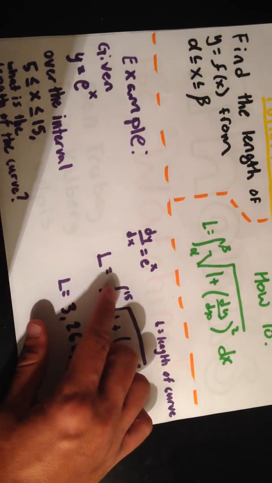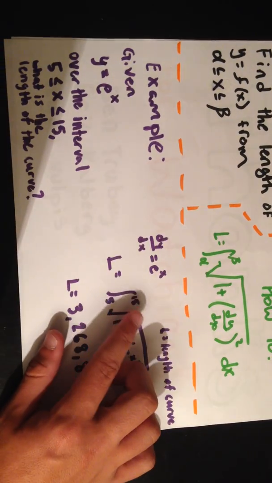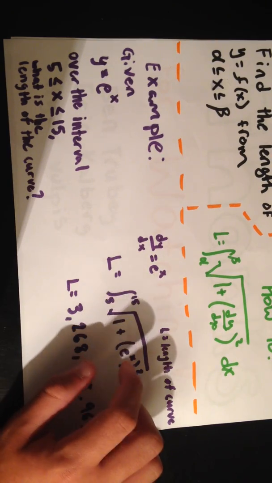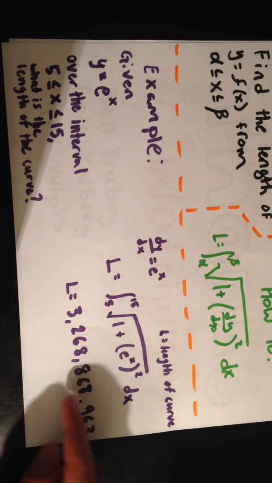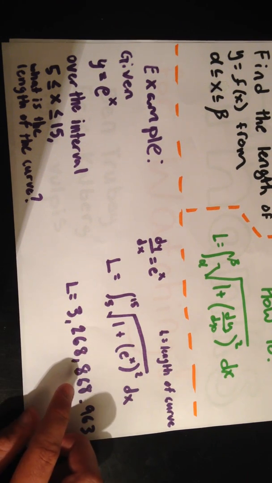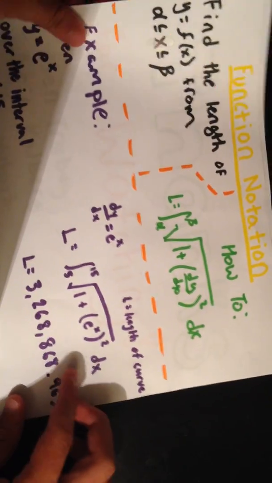And the length of the curve is bounded by 15 over 5, since 15 is the larger one, β, and 5 is the smaller one, α, square root of 1 plus the derivative of e^x, squared, dx. And you put that in the calculator, you find a very big number, and that's how you find the length of function notation.